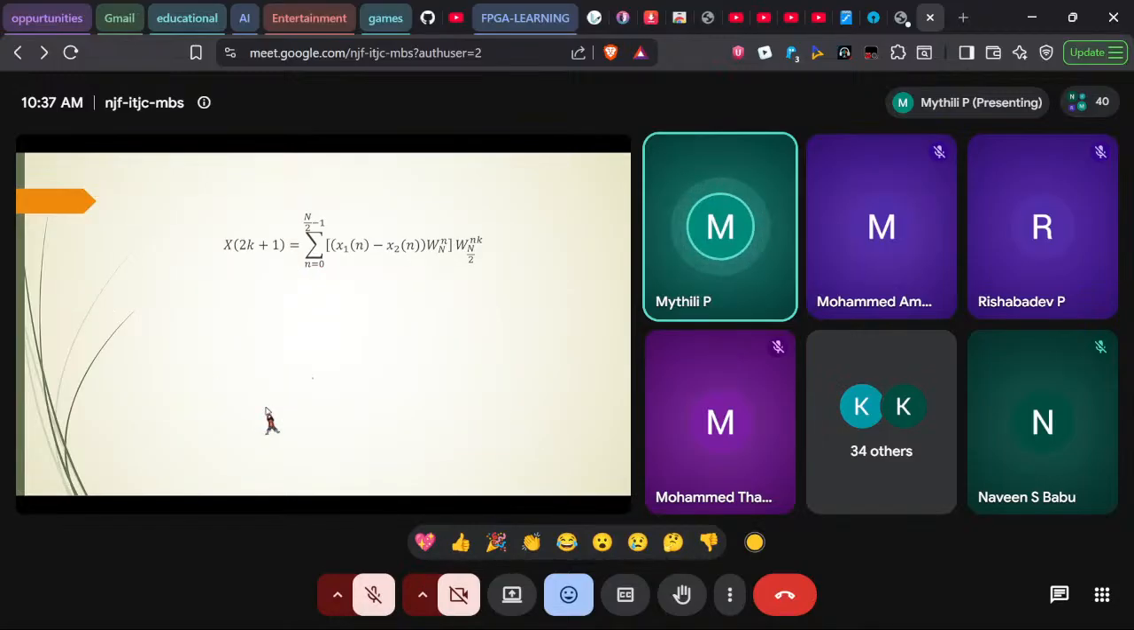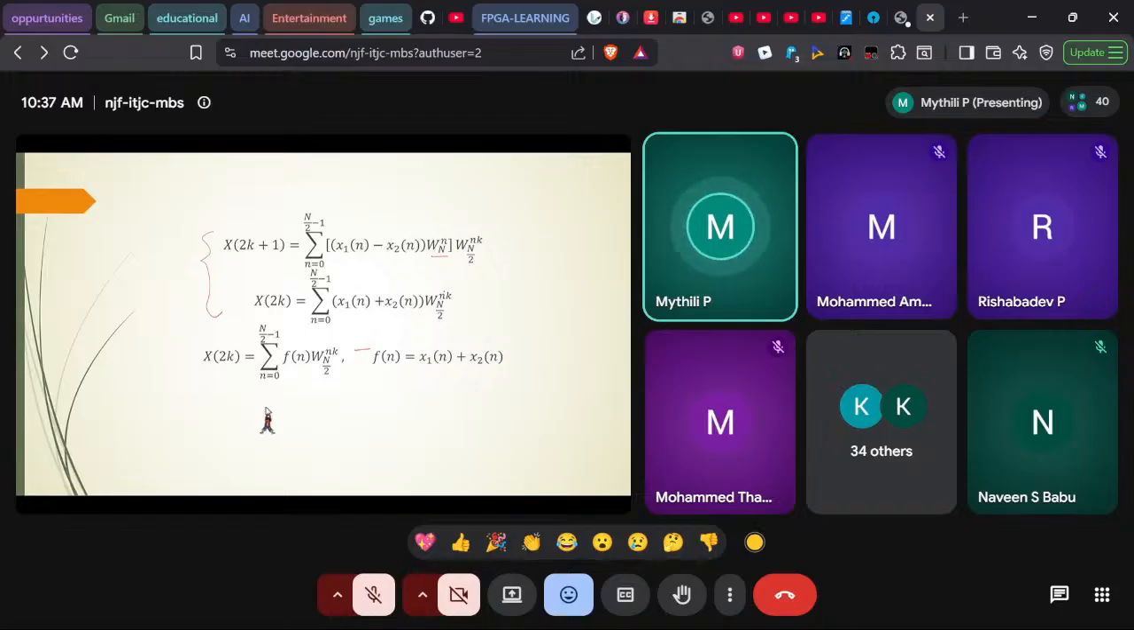So x2k plus 1 will be equal to this: it's as if you subtract the sequences, multiply with Wn of n, and then take an n by 2 point DFT. So these are the two cases we have seen. Now pictorially, we can see the combination. In the same way we can further go on like that.